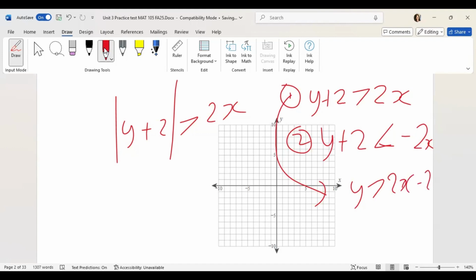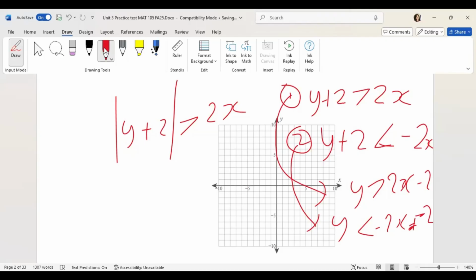Number two is y is less than negative 2x minus 2, because the sign changes when I bring it to the right. So this is very important. You can be given an absolute value inequality, just as we had to do when we have an absolute value equation.